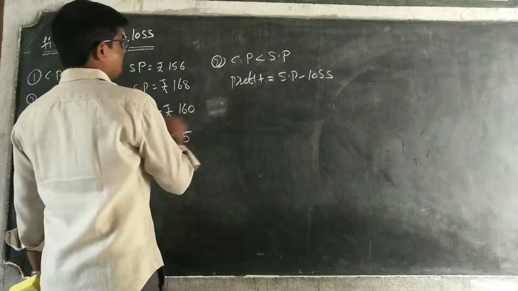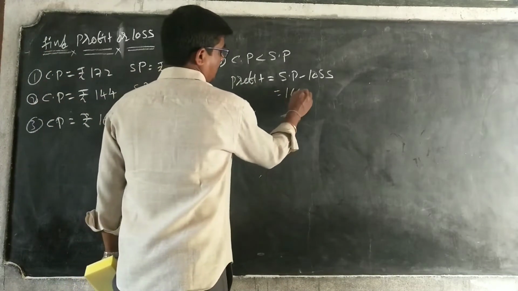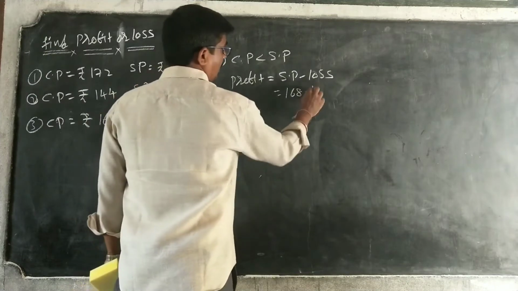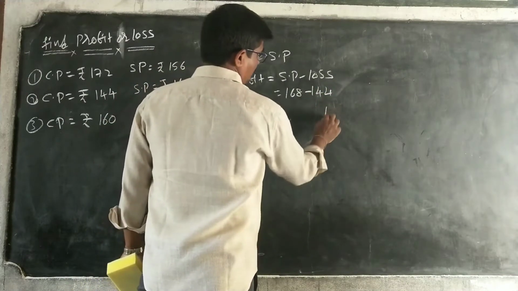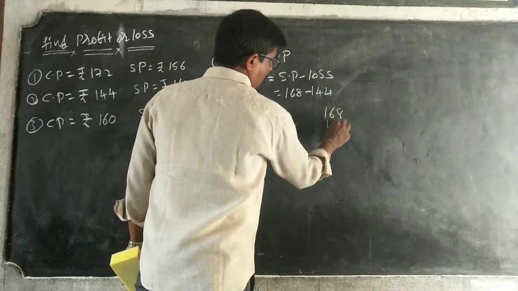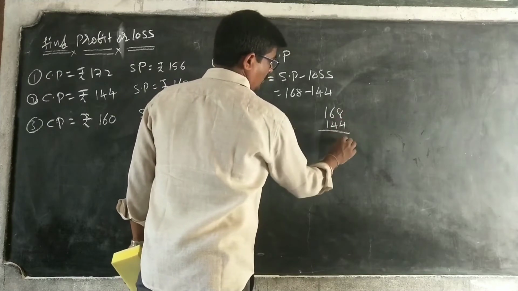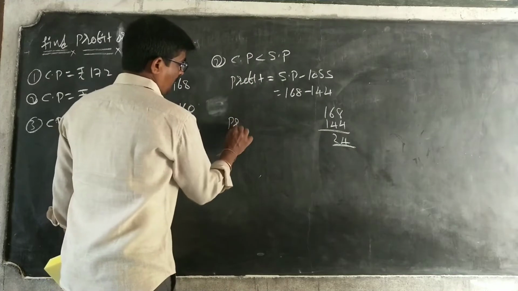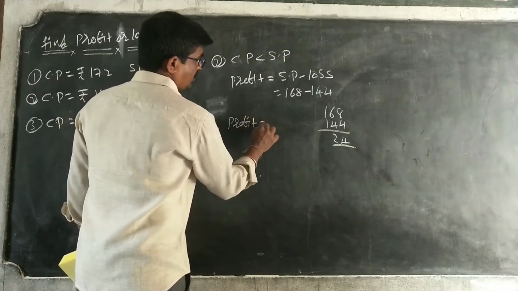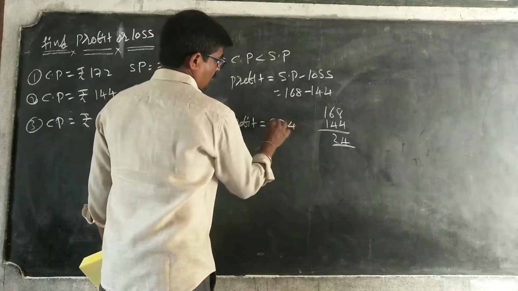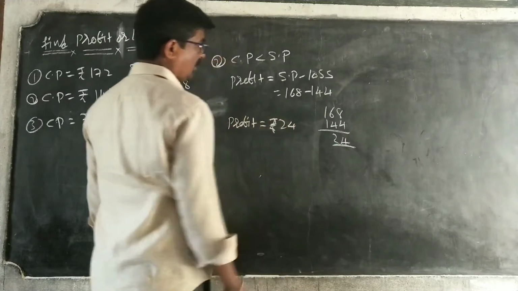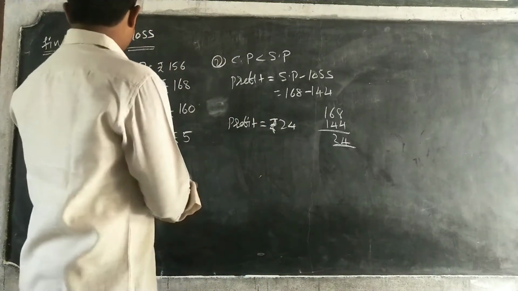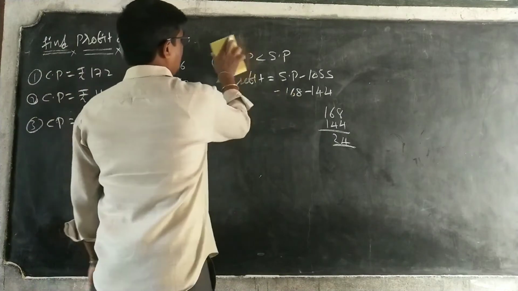How much selling price? 168 minus 144. Doing subtraction, 168 minus 144. Therefore, profit is equal to rupees 24. Okay? Right. Next, third problem, same like that only.